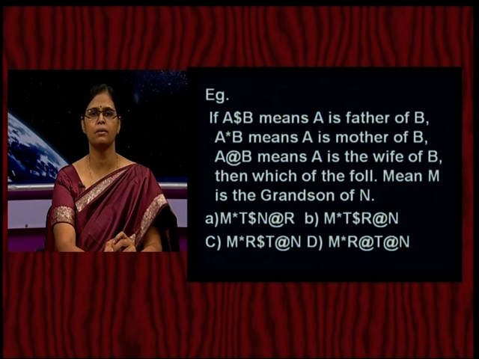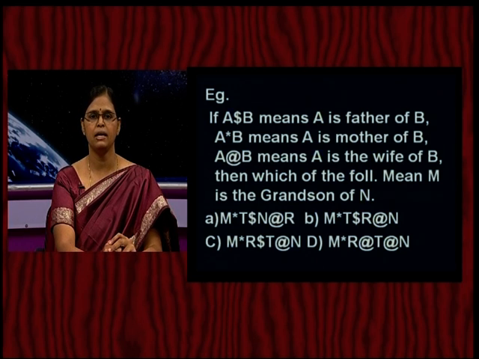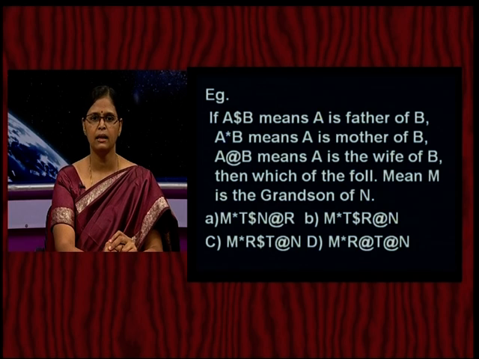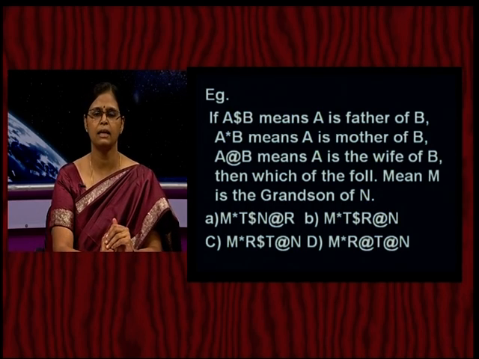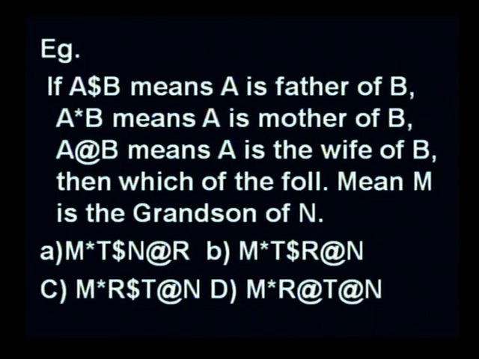So, let me take you to another problem. If A dollar B means A is father of B, A star B means A is mother of B, A at the rate B means A is the wife of B, then which of the following means M is the grandson of N? Here, what is this type of problem? Codes are given to us. A dollar B means the relation between A and B is father, A star B means the relation is mother, and A at the rate B means the relation is wife. Using these codes, I want the relationship between a son and a grandson.